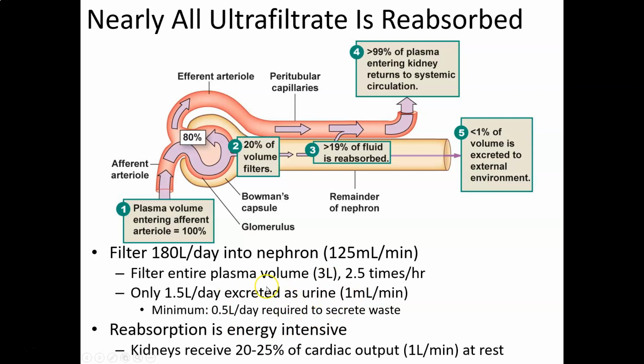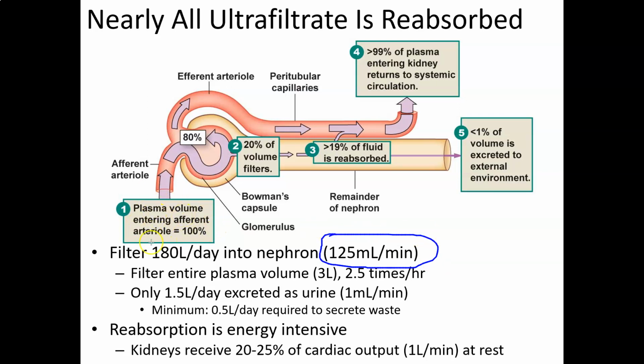Now, a couple other things. We'll go to more detail in the Starling forces as well. I mentioned that the kidney will filter 180 liters of fluid per day into the nephron, and this is the magic number to know. The magic number is 125 mils per minute. So we see this number right here at 125 mils per minute. Should memorize it.